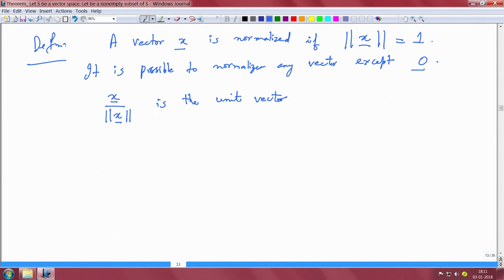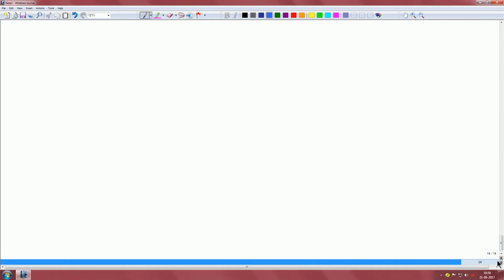So, with this we are ready to look into inner product spaces. I will define what an inner product space is, and then we can look into some of these results in inner product spaces.